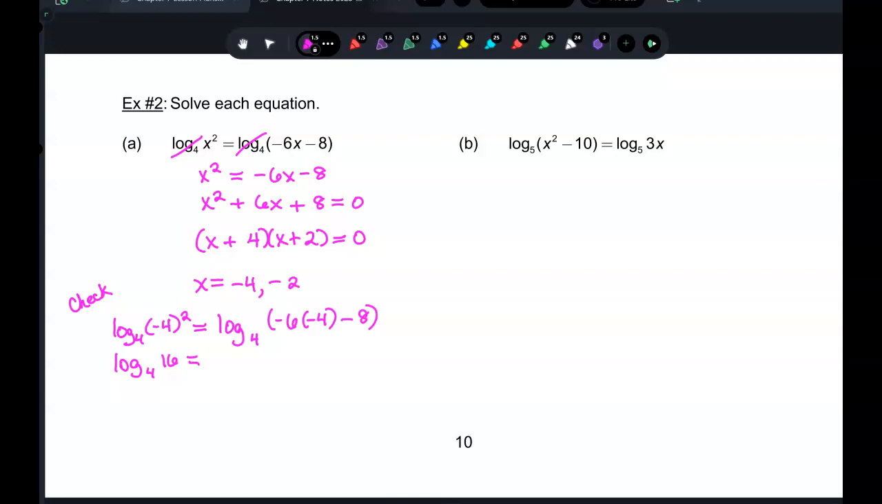So this will be a positive 24 minus 8. Okay, so negative 4 works. What about negative 2? Does negative 2 also work? Yes. Let's see. Negative 2 squared will be positive 4. Negative 6 times negative 2 is 12, minus 4.